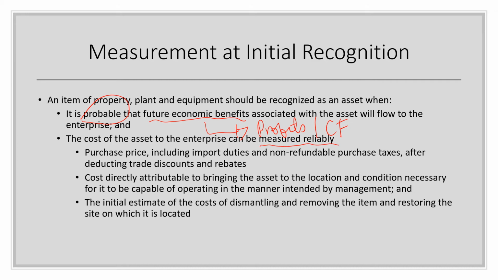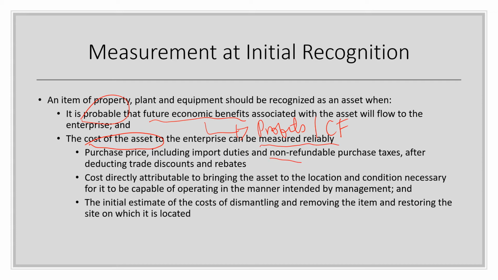So what are the costs of the asset under property, plant, and equipment? This is true of other assets also. First, there should be a purchase price, and the purchase price includes import duties, meaning the customs taxes, and non-refundable purchase taxes, for example excise tax, customs duties, etc. That should be part of your PPE.